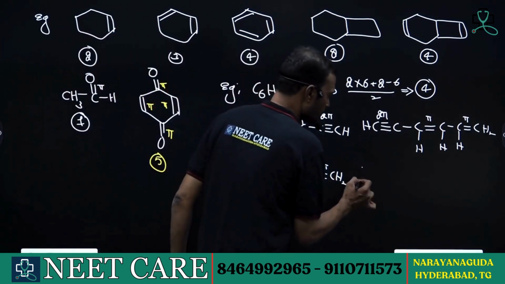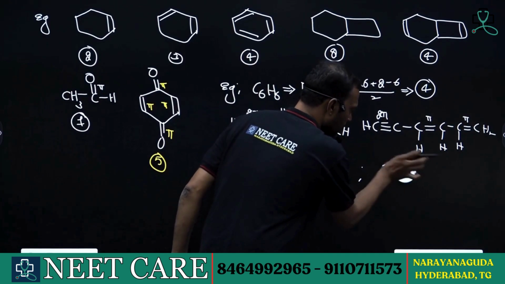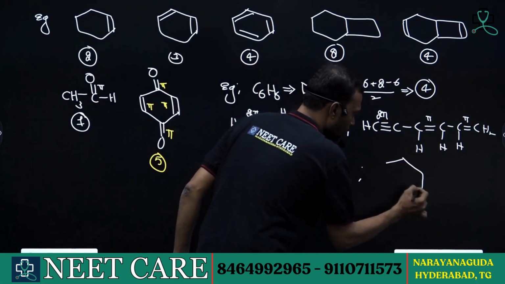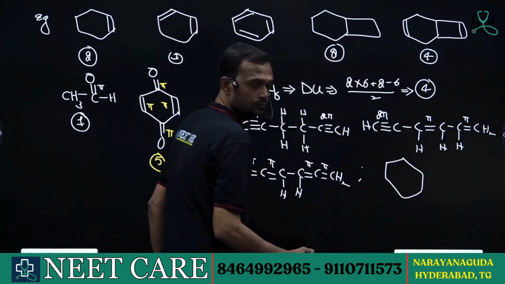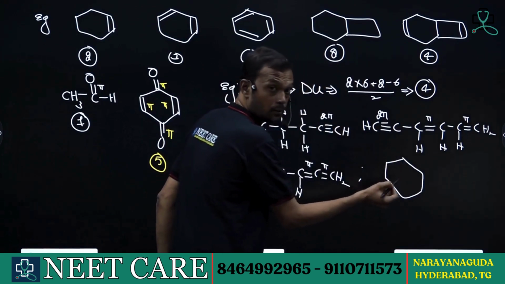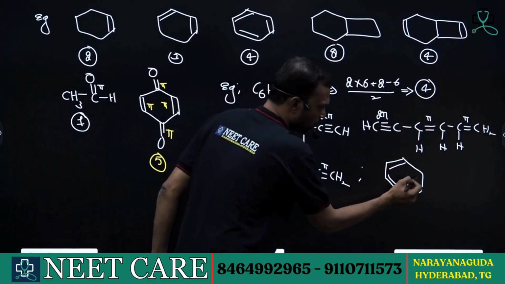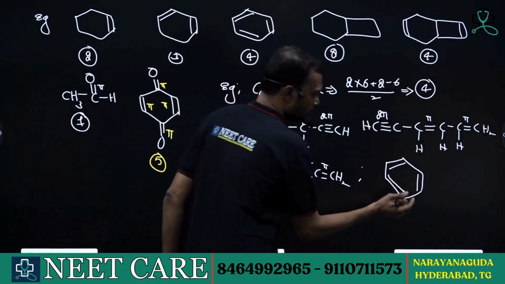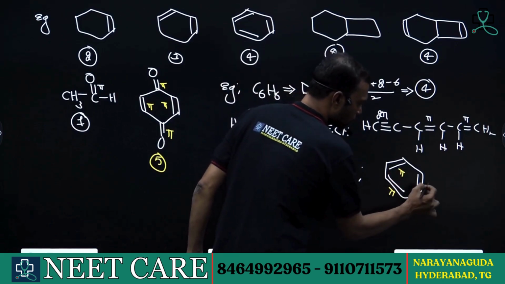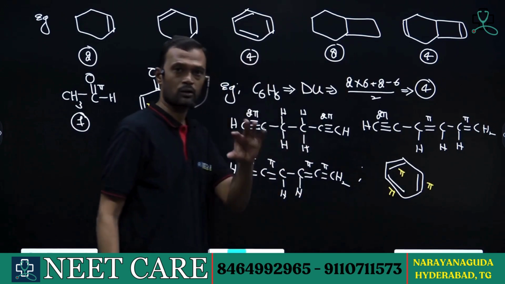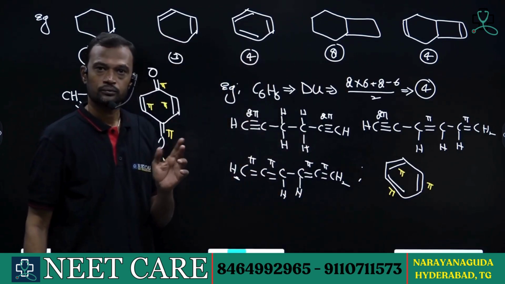One of the best examples for ring is one ring. How many carbons are present? 6. Every corner in a ring is a carbon. Okay. Now here one double bond, double bond, double bond. How many pi bonds are present? 1, 2, 3. 3 pi bonds, 6 carbons. Okay.